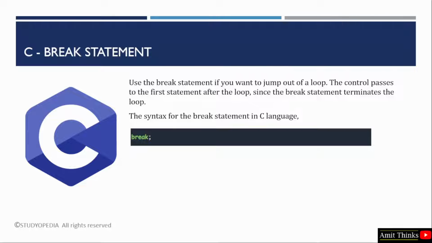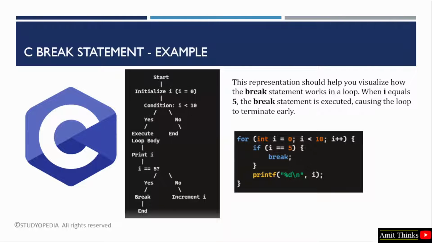Here is the syntax of the break statement. Let us see an example. Here is an example with the flowchart. We have shown a for loop. We already saw some examples of for loop in the previous lessons. So if you want to immediately terminate the loop, use the break statement. Like we have added an if statement inside the for. When the value of i is 5, it will immediately terminate the loop using the break statement.